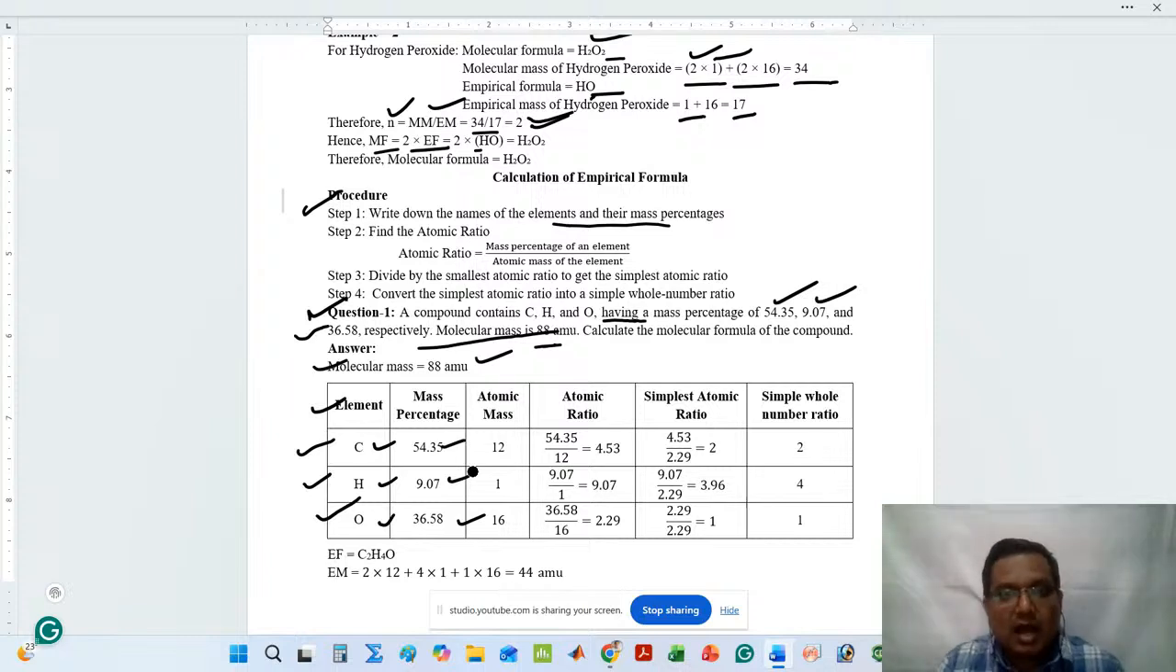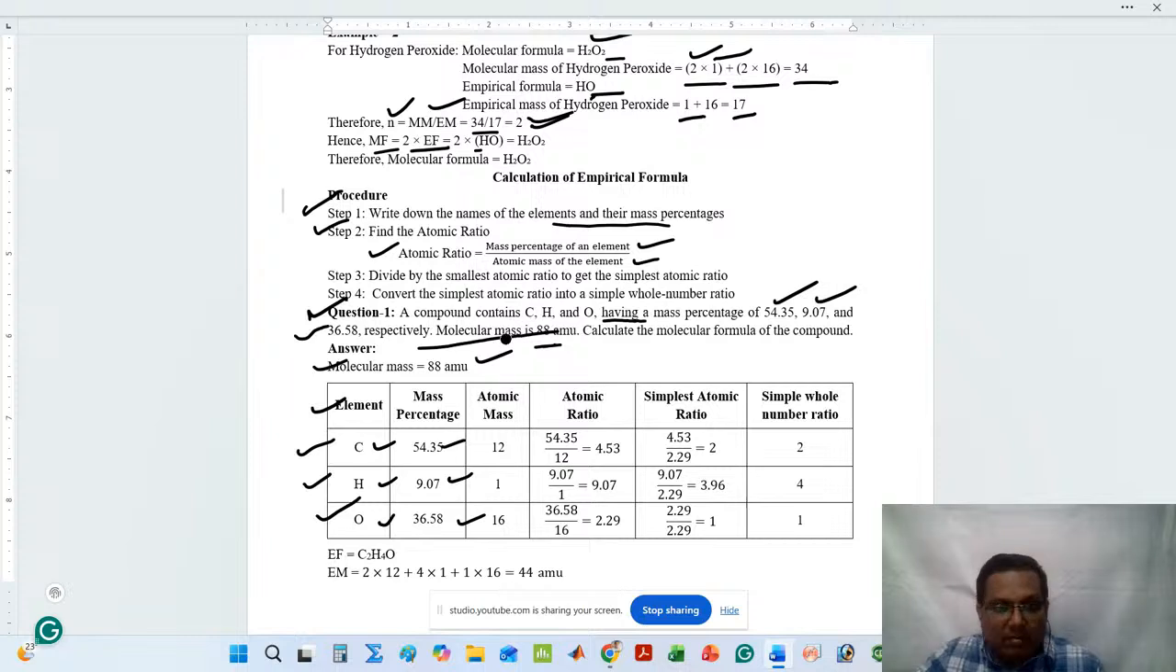So at first I want to write the data in first column and second column. This is step 1. Next step is find the atomic ratio. Step number 2 is find the atomic ratio. For calculation of atomic ratio, we generally follow this formula. Atomic ratio is equal to mass percentage of element divided by atomic mass of element. That means to find out the atomic ratio, we need the atomic mass of each element.